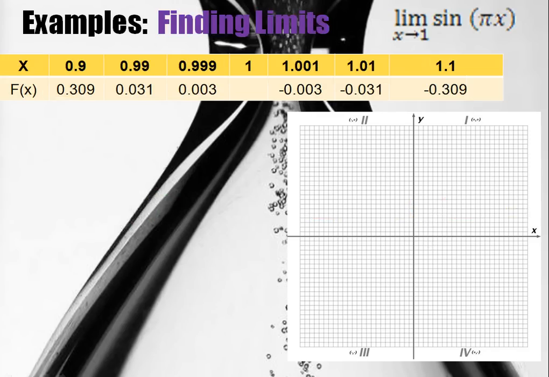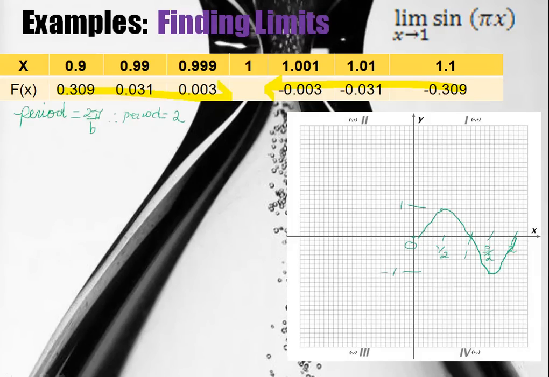Now in our next function, we're looking for the limit as x approaches 1 of sine of pi x. So again, I chose my values of x on the right of 1 and on the left of 1, approaching my value of 1. And I look and I say, okay, I've got really tiny negative values here as my x value approaches 1. And I've got positive, very tiny values here. I might be able to make a conjecture, but that might be a little bit dangerous at this point. We want to always check our graph as well.